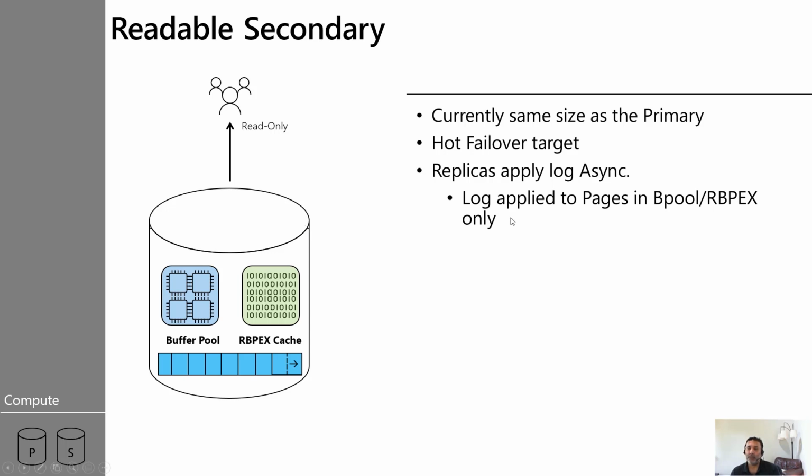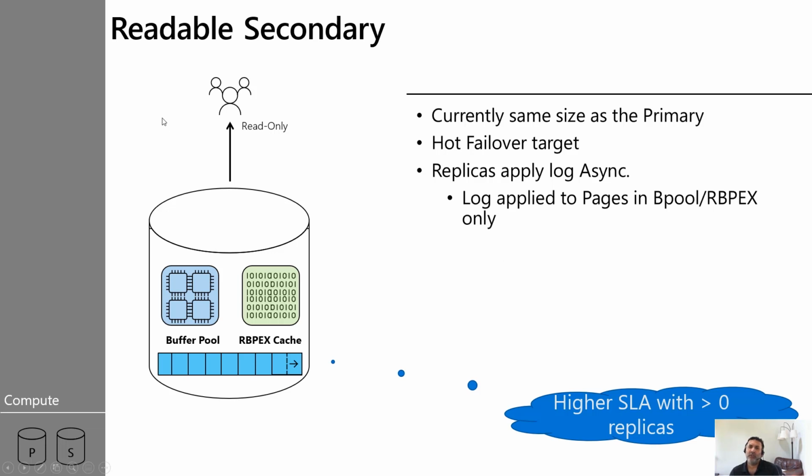And log is applied only to the pages which are in buffer pool or RBPX. If a page is not in the buffer pool or RBPX because the query hasn't requested it, log isn't applied. If that page is needed on a read, this replica will talk to the same set of page servers and get that page from the page servers. Once it's in buffer pool and RBPX, log is applied to maintain it.